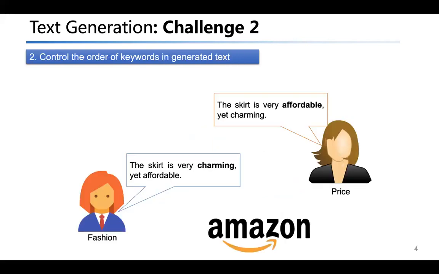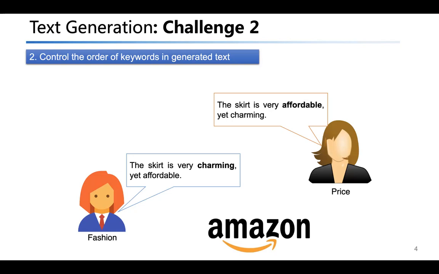The second challenge is how to control the order of keywords in the generated text. As we know, in e-commerce platforms, the order of keywords plays an important role in attracting customers. It can promote their interest to improve the likelihood of clicking and purchasing.